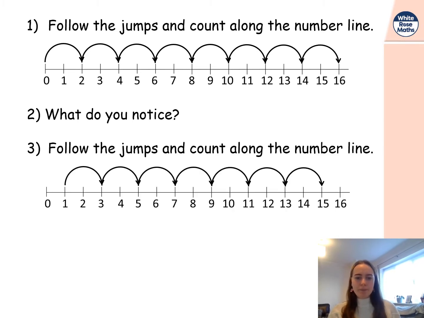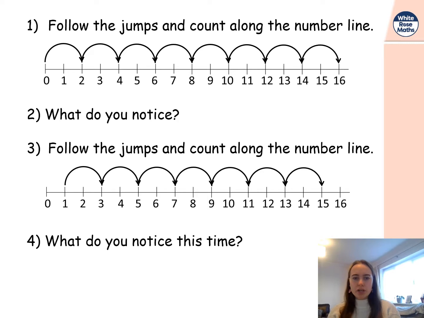And this time, can you follow these jumps? Now, we're starting on 1 this time. So, 1, 3, 5, 7, 9, 11, 13 and 15. What do you notice is different between these two number lines? I notice that one of these number lines is counting up in our 2 times tables, but both of them are counting up in 2s.